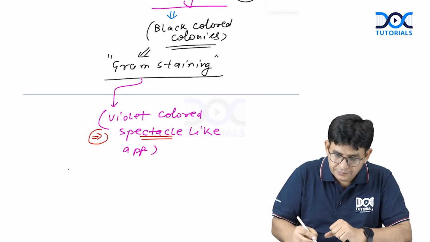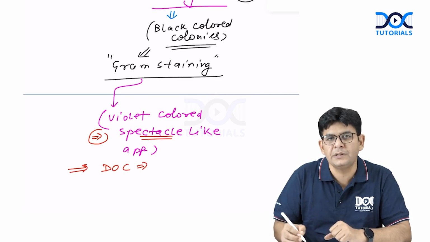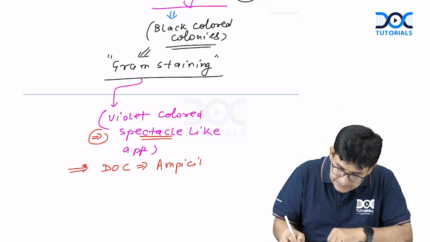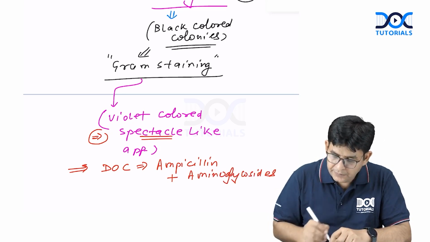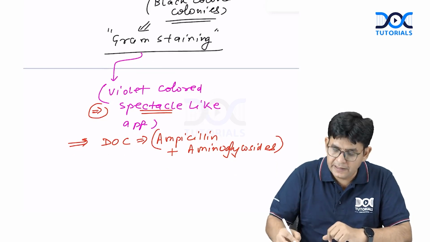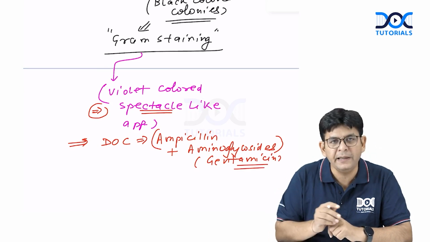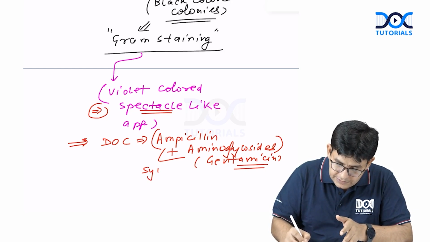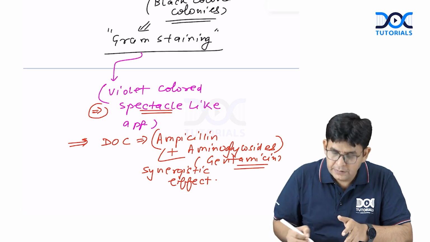Other than that, if I ask regarding the drug of choice for these Enterococcus, then what is the drug of choice? The drug of choice is a combination of the penicillin group, that is ampicillin, along with aminoglycosides like gentamicin. So this combination of ampicillin and aminoglycoside, mostly gentamicin, is properly used for these Enterococcus, and they have a synergistic effect. That you need to know.